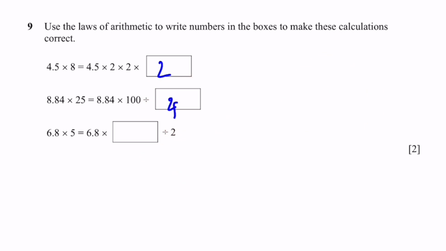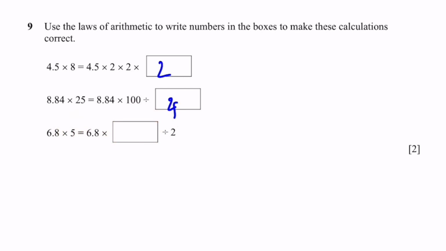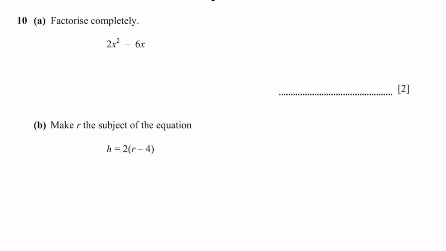Now the last one, 6.8 times 5 is equal to 6.8 times dash by 2. We can cut out the 6.8. 5 equals dash divided by 2. That means this dash is equal to 5 times 2, which is 10. That's all.